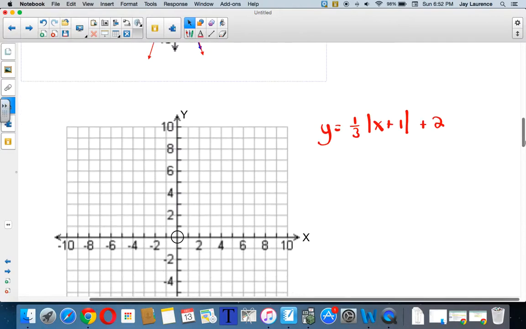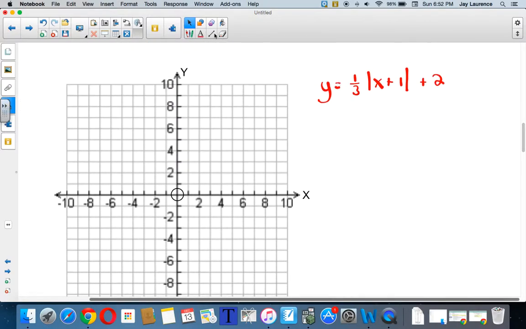All right, let's try another one here. Now, we're not going to do the blue one. We're just going to come right here. And notice this one's a little bit different.